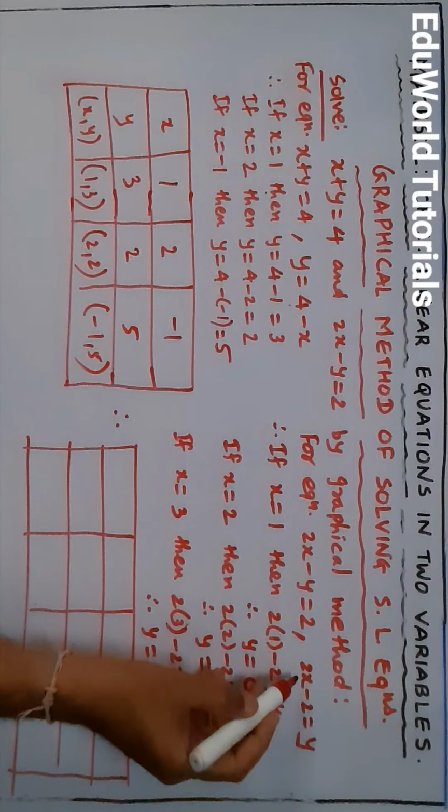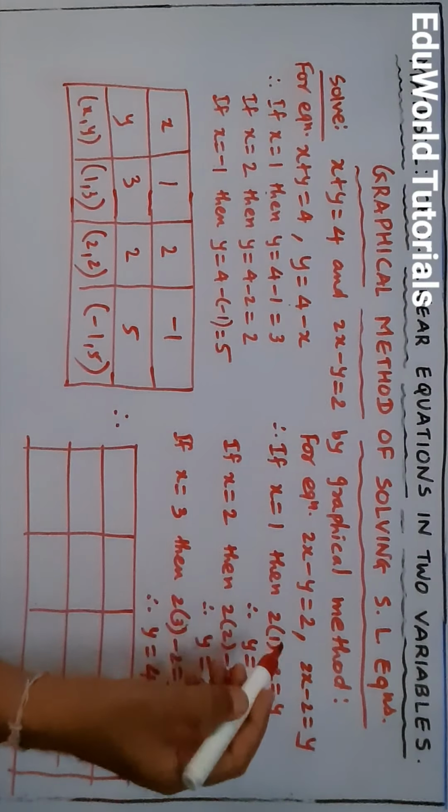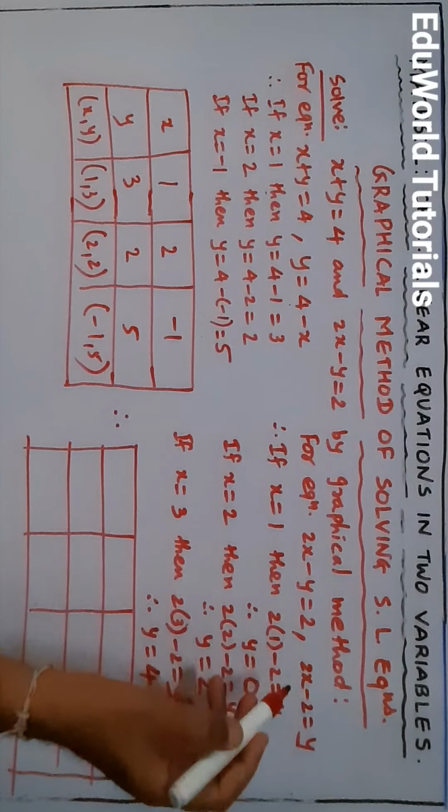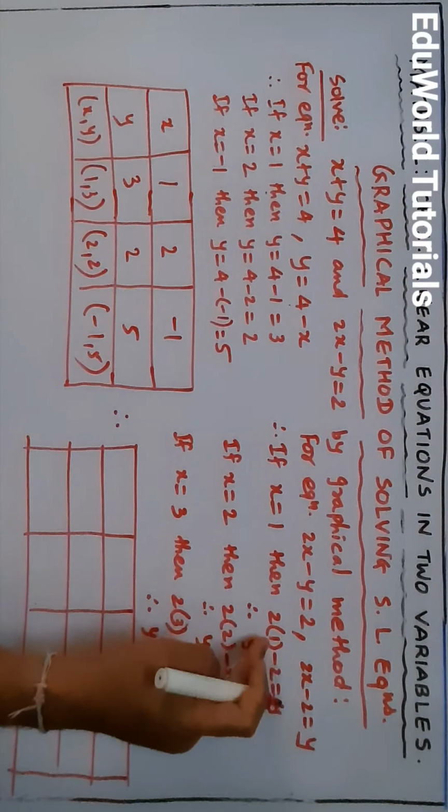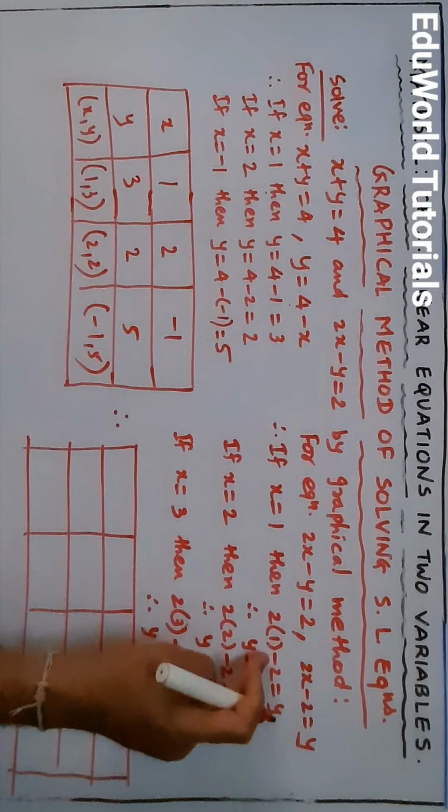So now take the value of x. As usual, we can assume any value. I have taken x as 1, 2, 3. If x is 1, in this equation, putting x equal to 1, 2 ones are 2, minus 2. 2 minus 2 is 0. So y will be 0.